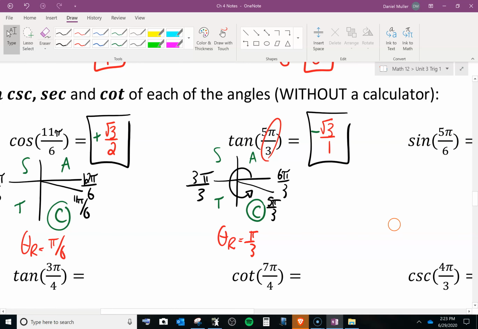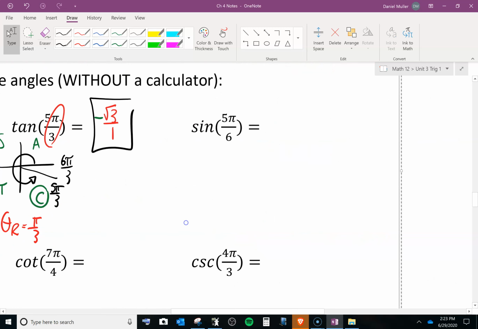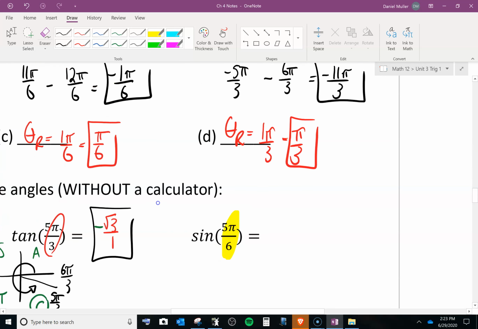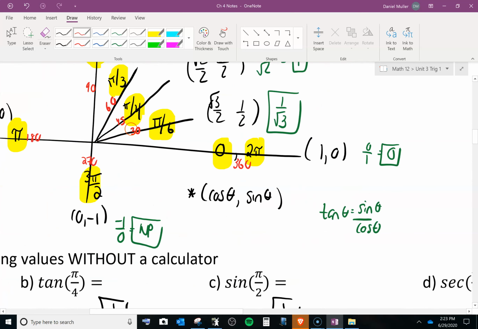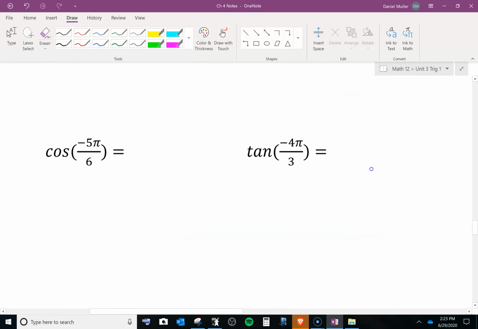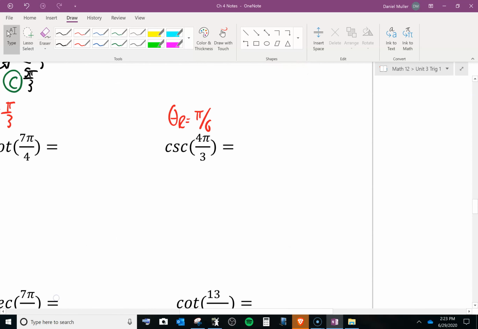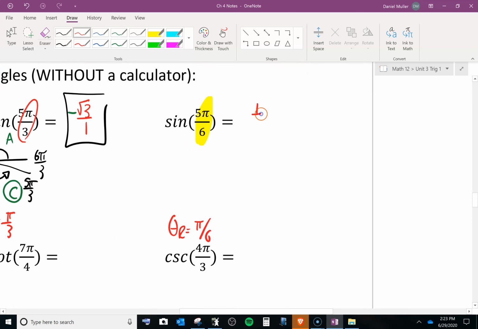All right, let's try the next one. Sine of 5 pi over 6. Well, the pi over 6 is my reference angle right there. So what is sine of pi over 6? So go up here. Pi over 6, sine is on the right, a half. So my answer will be a half. I'll just copy that down.